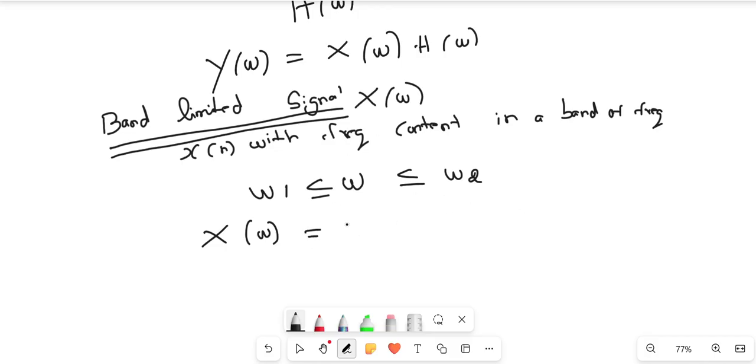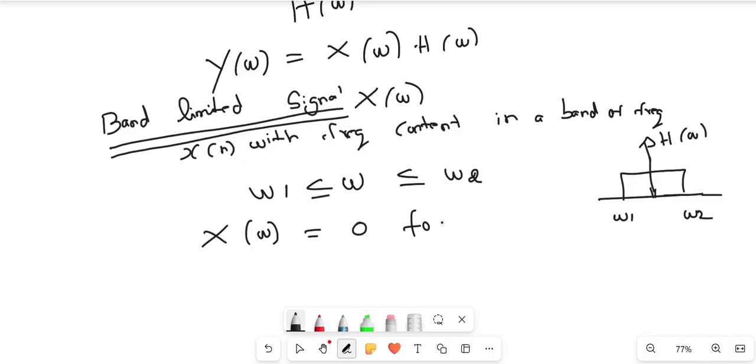For example, if you take a band pass filter, if X of omega is equal to 0, this is omega 1, this is omega 2, this is the frequency response H of omega equal to 0 for omega greater than or equal to omega 2 and omega less than or equal to omega 1. So this is a simple example. I am explaining the band limited signal for a band pass filter.